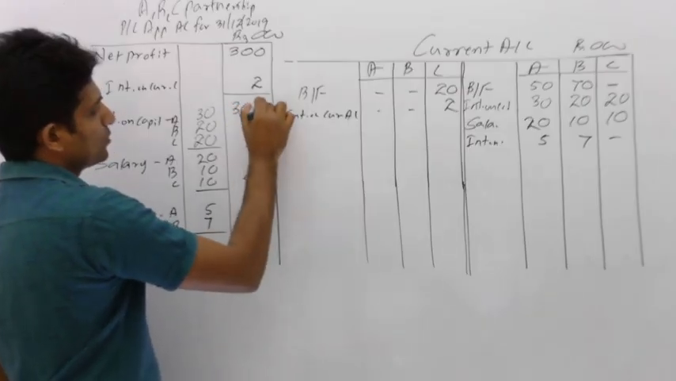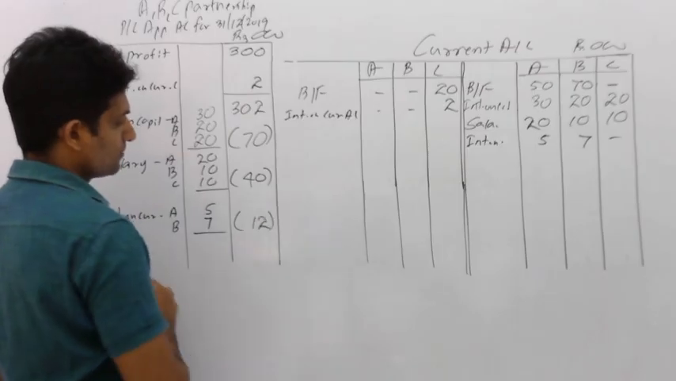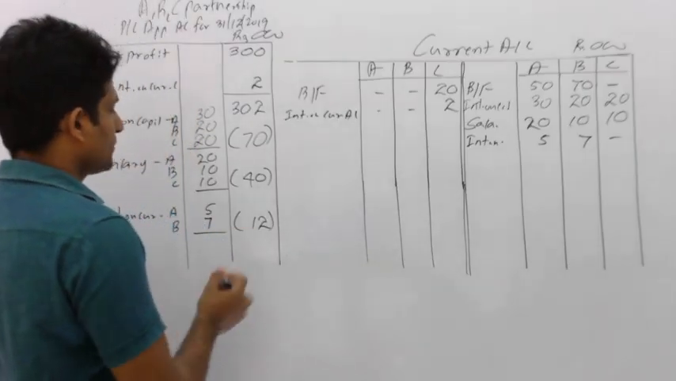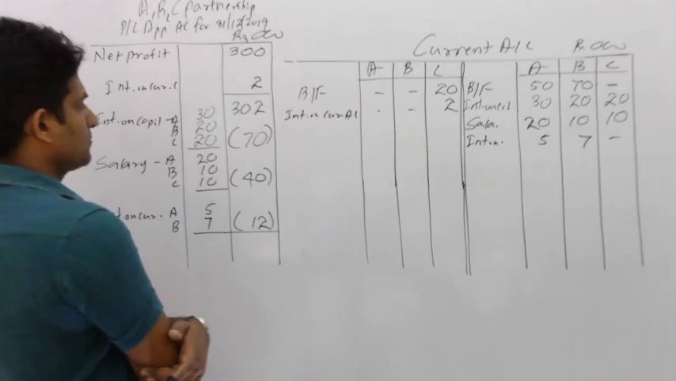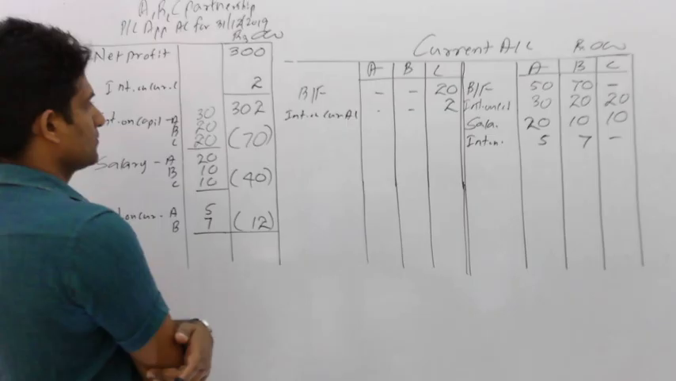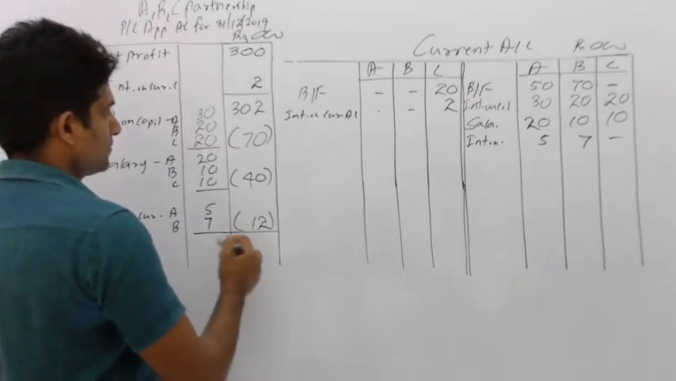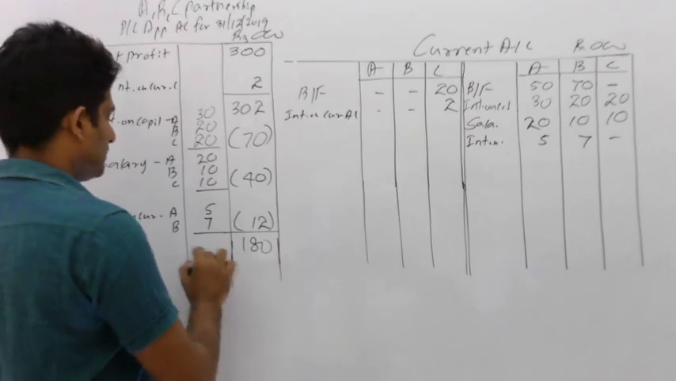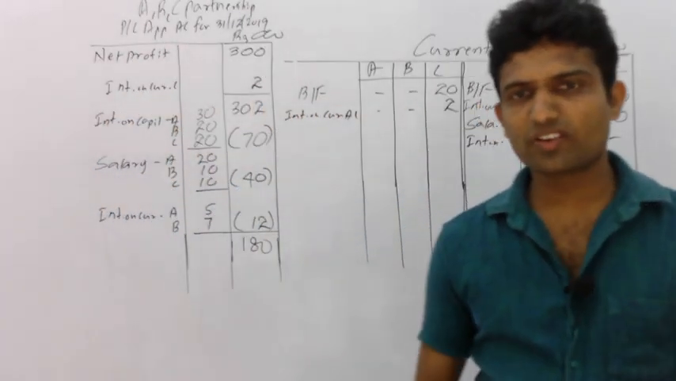This is 302 minus this. Minus this. Okay. Then what happens? 302 minus these values. 70. Anyway, that is 180. You can share this 180 according to their profit sharing ratio.